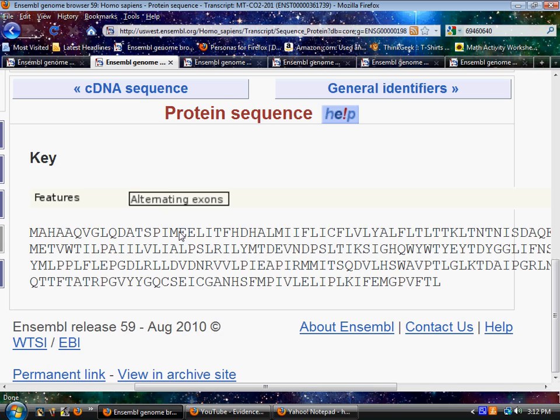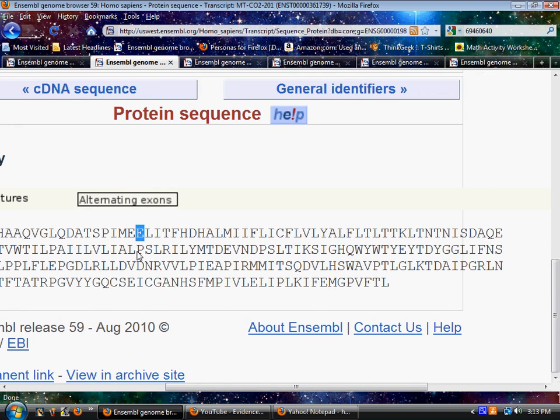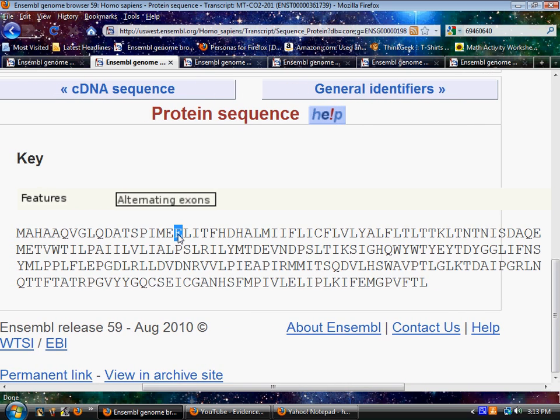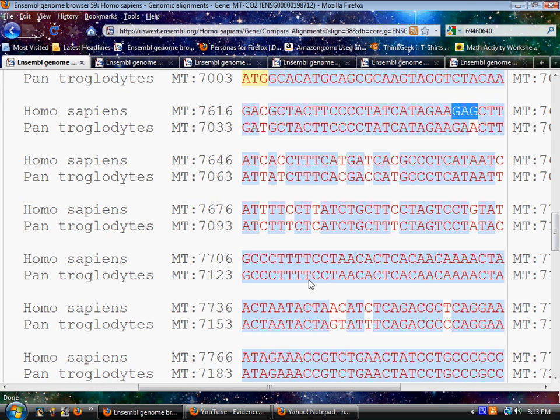The letter E indicates the amino acid glutamic acid, and this one here that I have highlighted, and another one down here somewhere, expresses codon bias. So let's go look at the sequence.